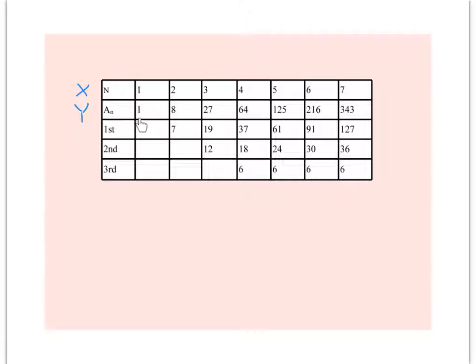So this is 1 cubed. This is 2 cubed. This is 3 cubed. This is 4 cubed. This is 5 cubed, 6 cubed, 7 cubed, 8 cubed is 512, etc. So this function, if we were to write this as a function, this would be y equals x to the third. And we're going to show how we can figure this out.